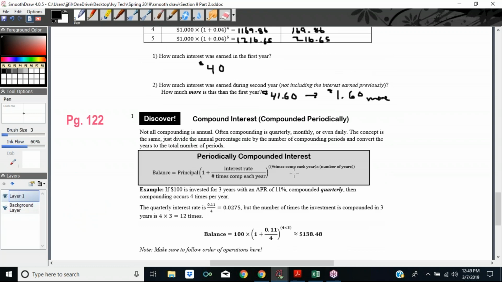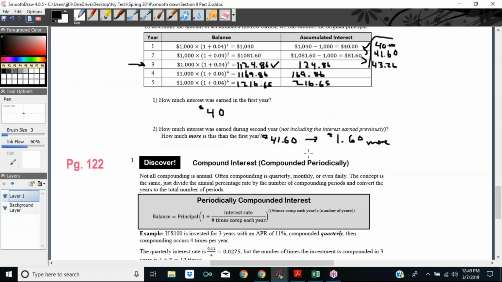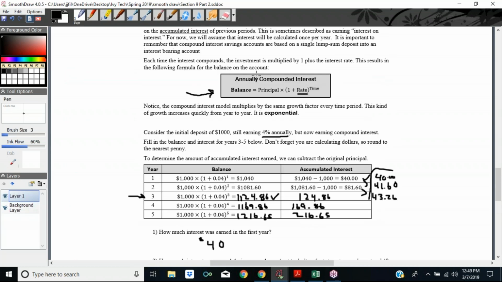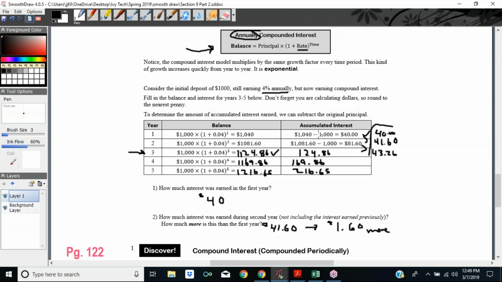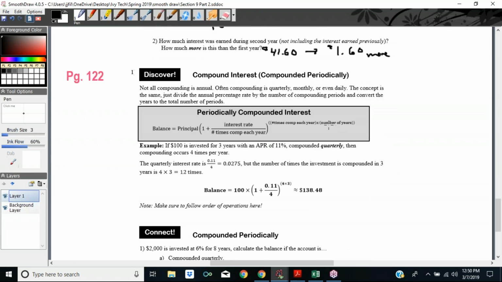So now let's look at the more complicated piece and finish this up. This is over on page 122. Remember that this first formula here is compounded annually. That means one time per year. Now we're going to look at compound interest that's compounded periodically, so different than one time per year. And here's the formula. This will be on your formula sheet you can use on your exam this time. And the formula sheet should be available at your proctoring center.